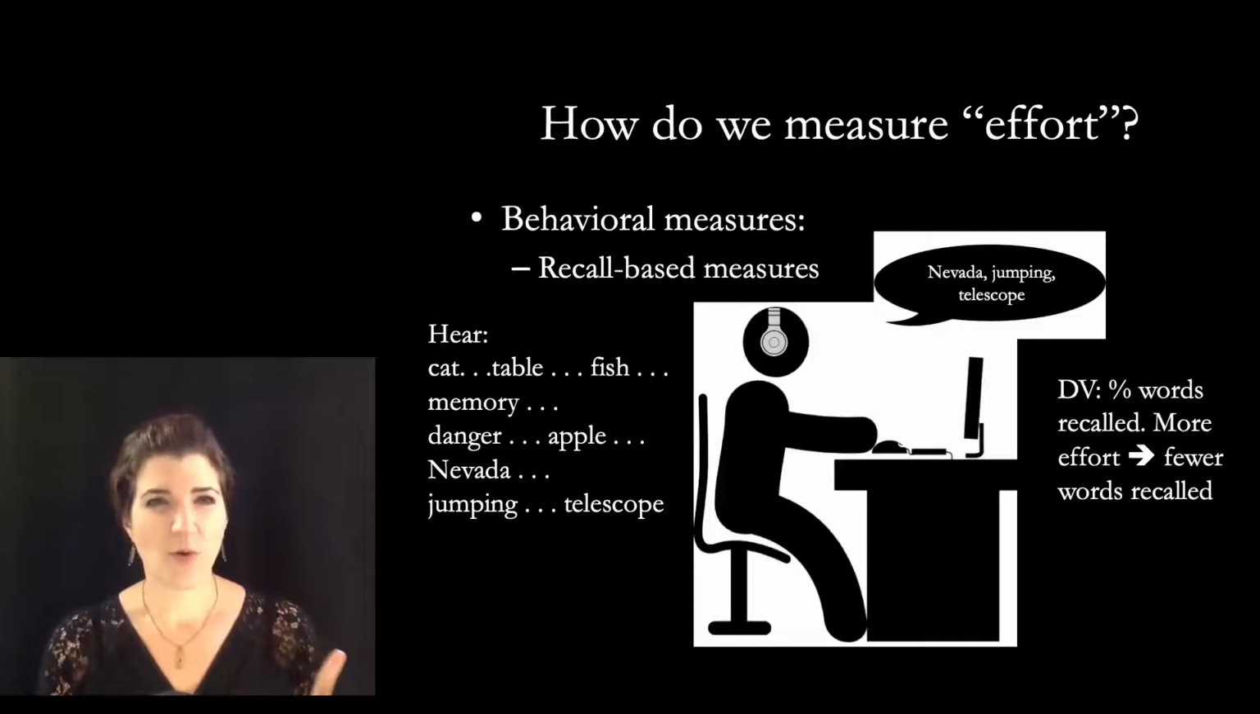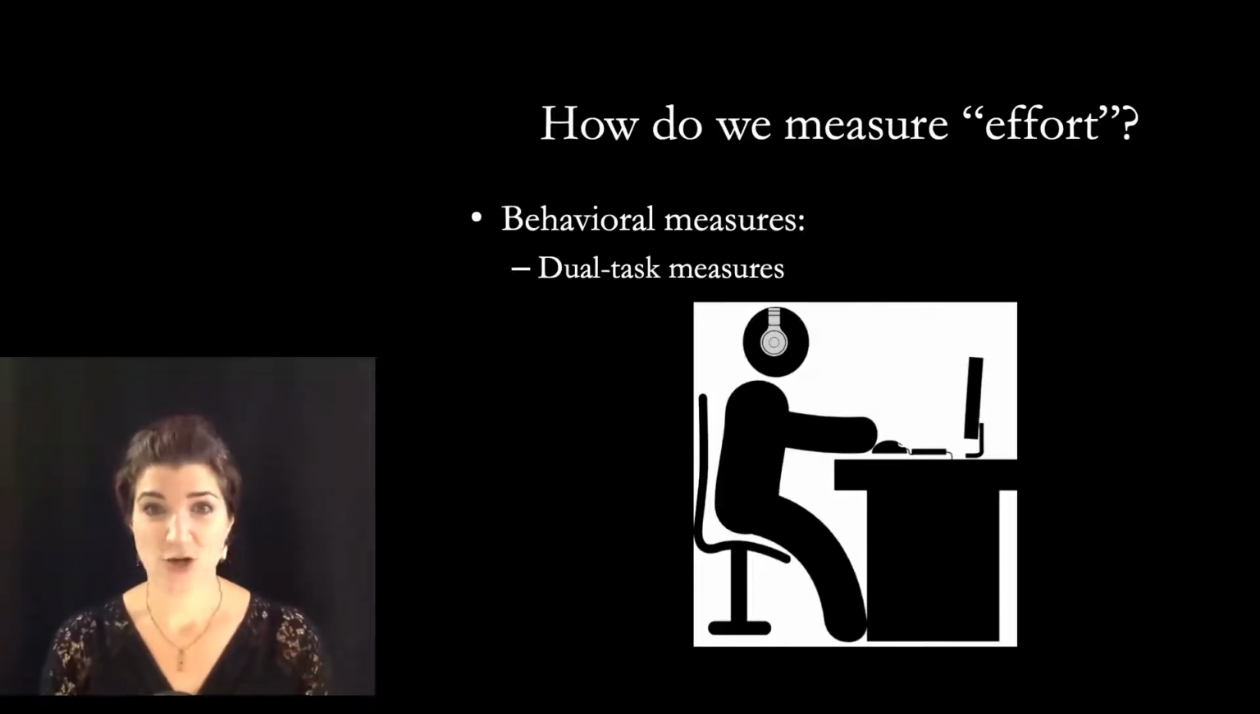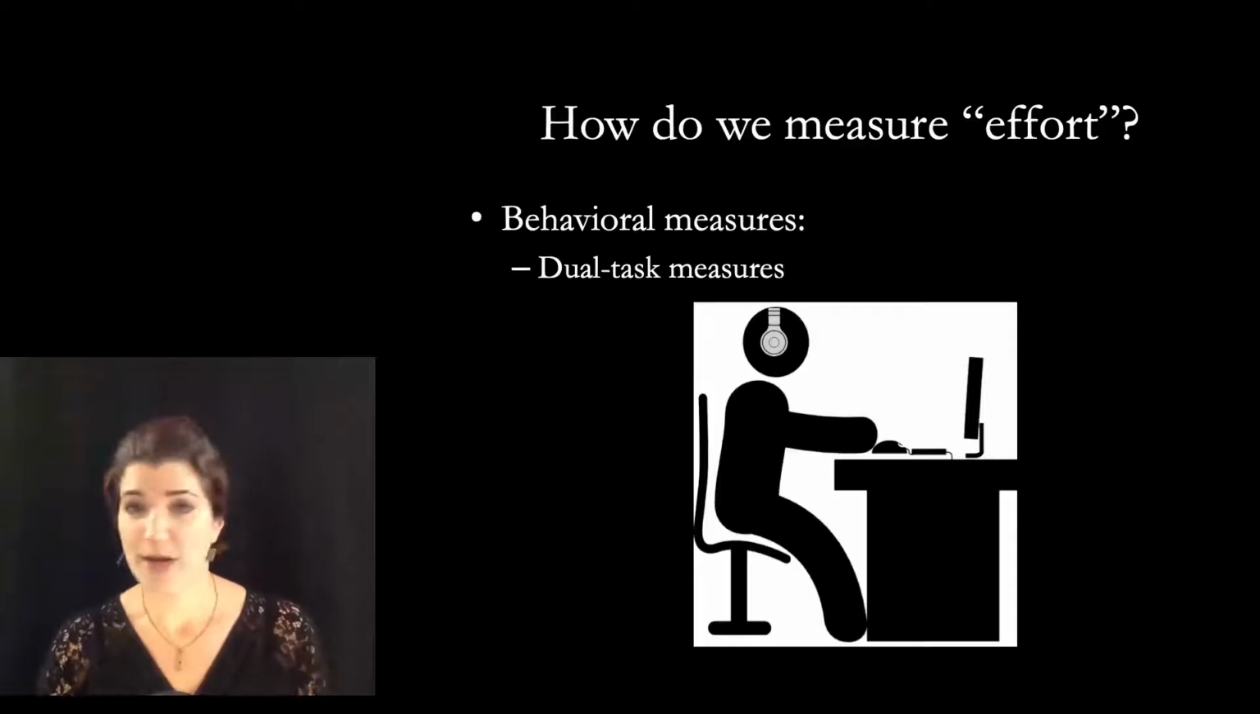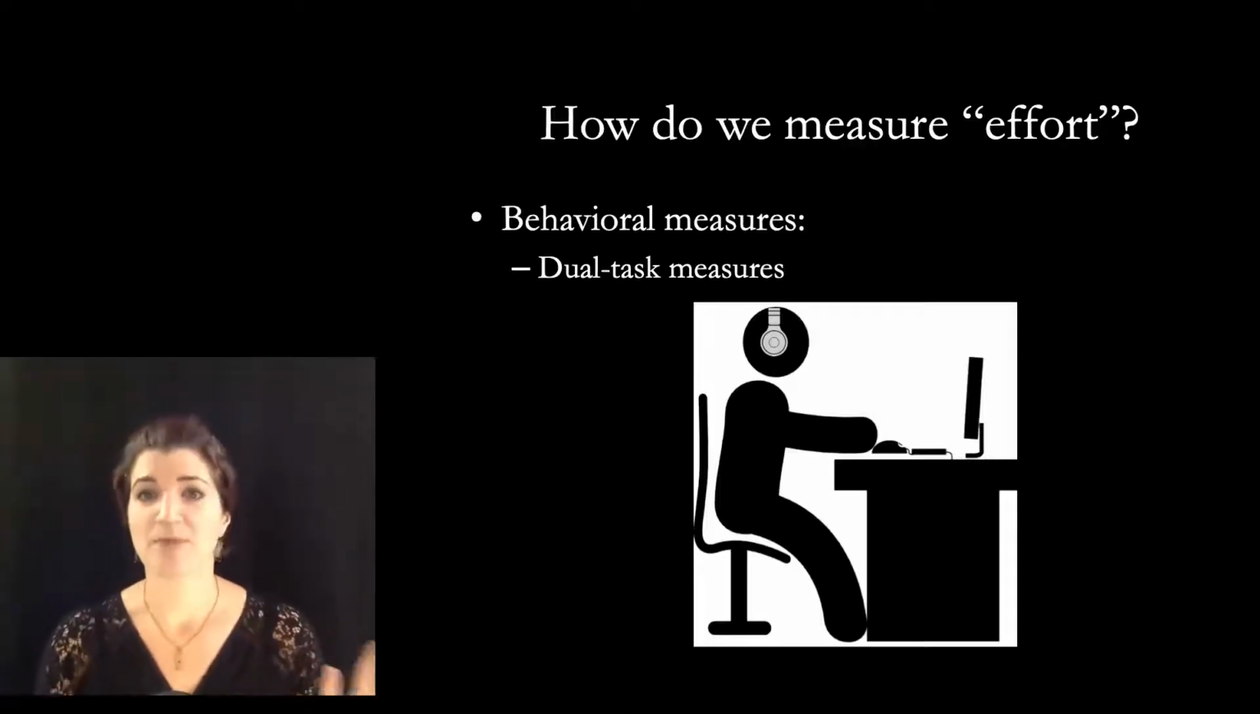But wait, there's more. Another kind of behavioral measure is called a dual task measure. So in these situations, participants listen to speech while completing some secondary task. Push a button every time you see XYZ. Okay. Given the assumption that we have a limited pool of cognitive resources, as the speech task gets more difficult, performance should suffer on the secondary task.